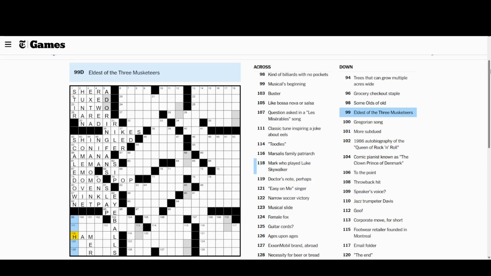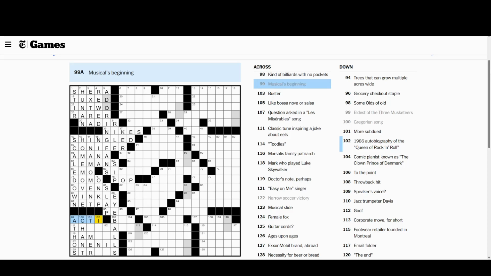Let's look at this. I don't remember all the details, but the only thing that fits is Athos? Something like that. I mean, this is gonna be a. ST something. A Gregorian song. It's probably a chant. Narrow soccer victory is going to be 1-0. One could argue that even narrower than that would be winning on penalties, but I guess let's not get too technical. This is fine.